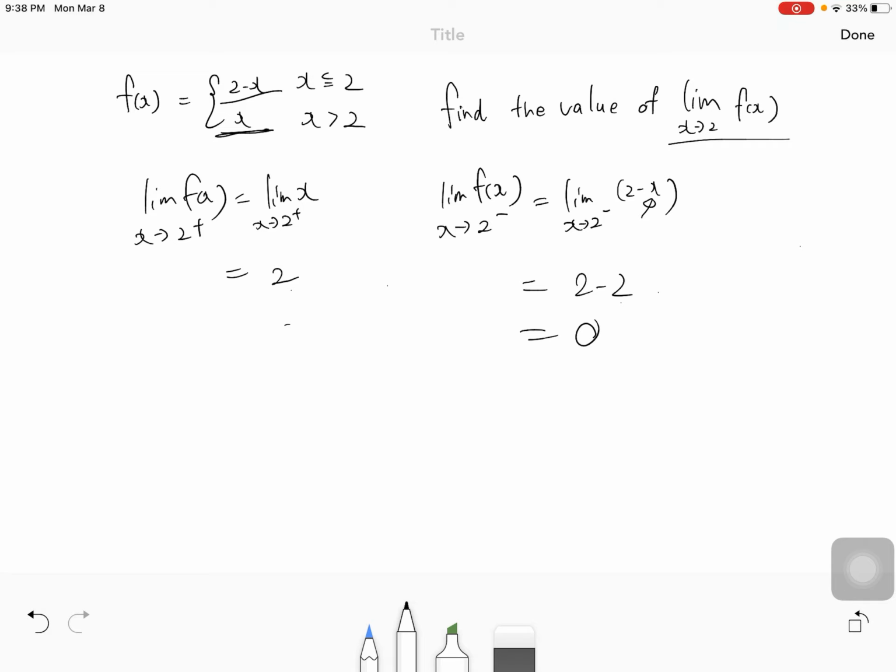Yes. The value is different. The value when you approach from right side and the value when you approach from left side is different. So the answer is doesn't exist. Okay, that's why you have to be careful when you plug in. So again, you have to plug in from right side and left side, and you have to make sure these are the same values. Otherwise, sometimes the answer is doesn't exist. Okay, that's all.